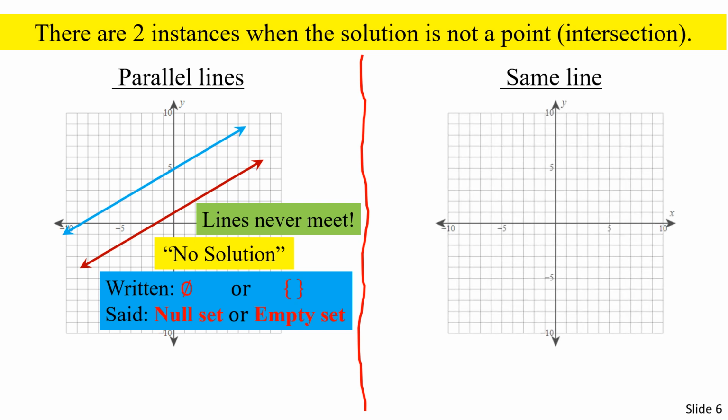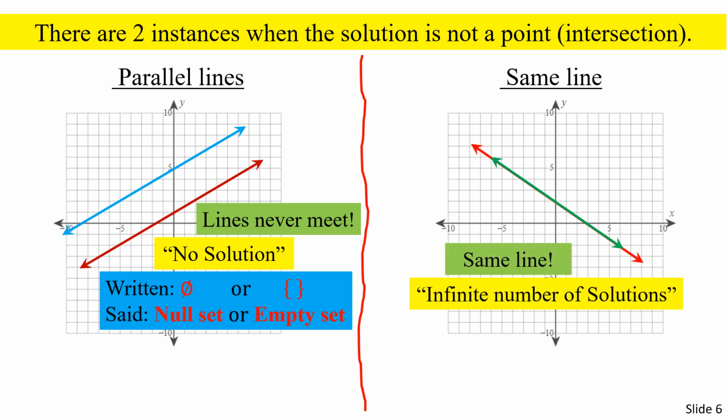They could be the same line. In other words, here's my first line in red, and my second line is in green, which is on the exact same set of points. So they're the same line. There's an infinite number of solutions. Every point on the first line is also on the second line, so they intersect in lots of places: an infinite number of solutions.